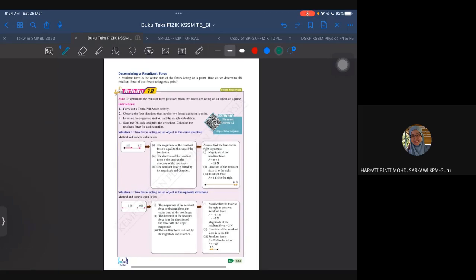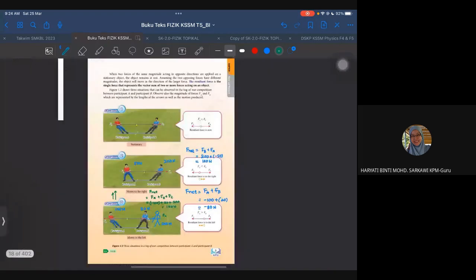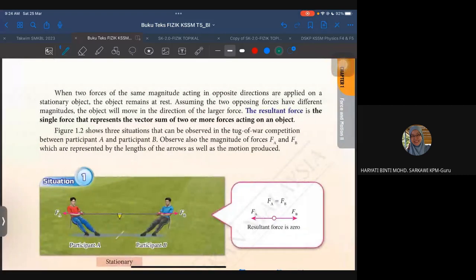Can, huh? Alright, so just like this. Wait, I forgot just now. So this is the definition for resultant force. It is in your textbook. Cikgu likes to just follow your textbook.